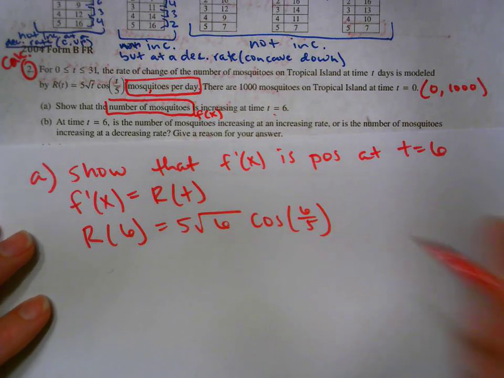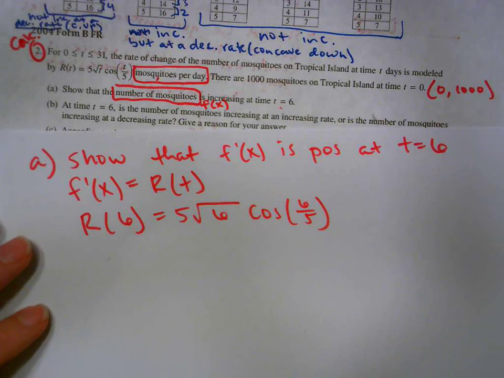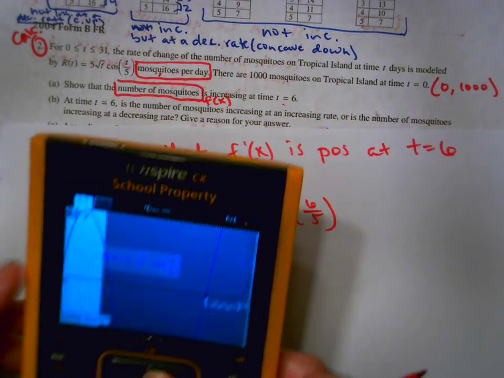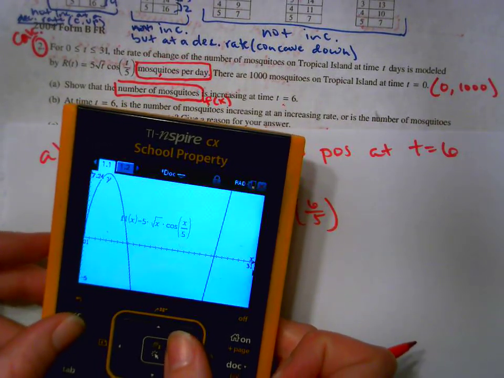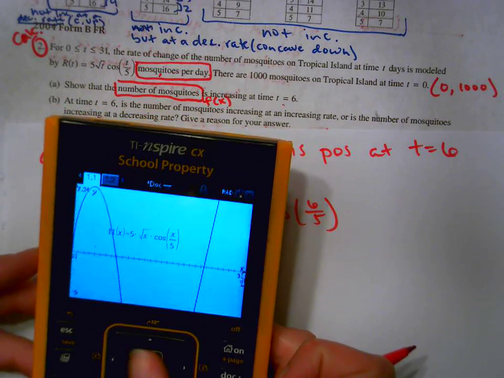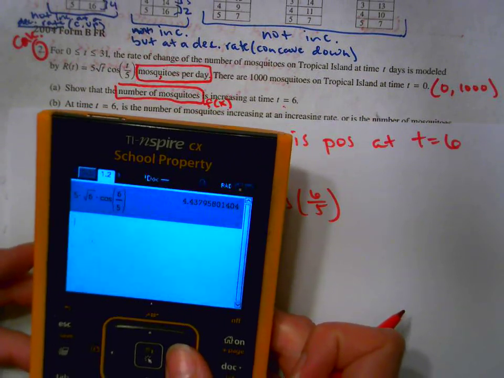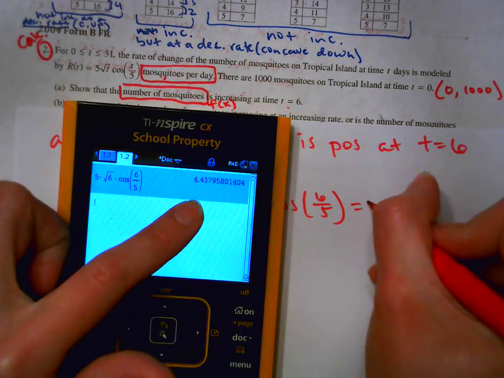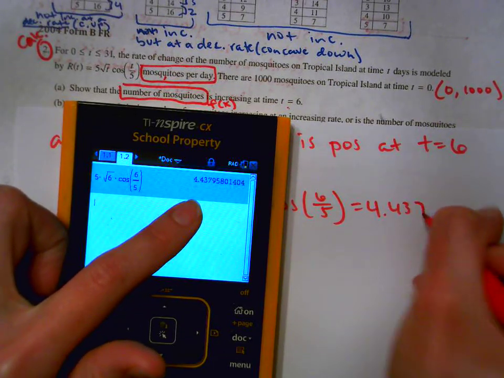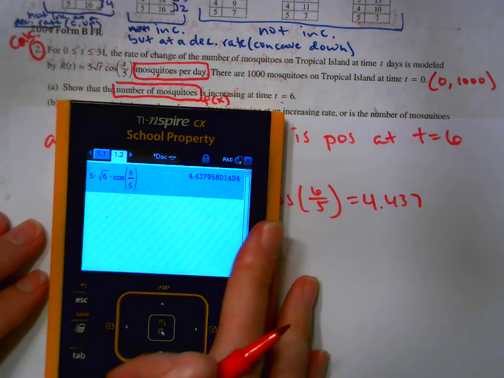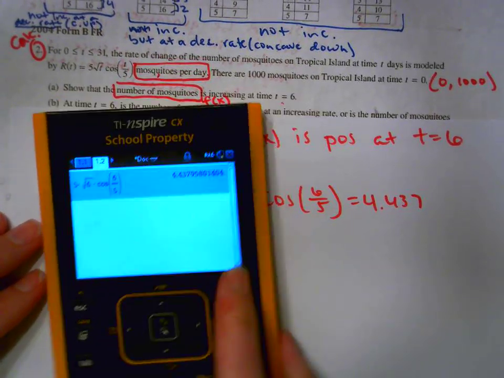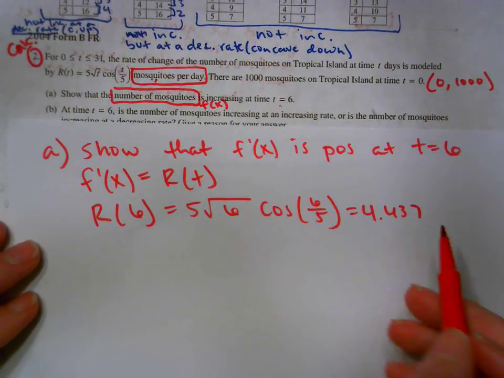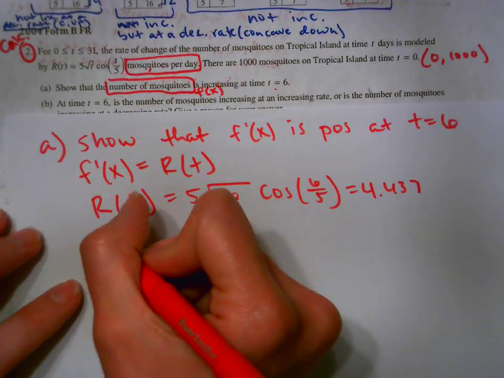So you just plug it in, 5 times the square root of 6 times cosine of 6 divided by 5. You have your calculator, so you type that in. That's the graph, but on the next page, I typed it in, and it's 4.437. Or you can round that up to 8. But if you go 3 numbers after the decimal, you can do either. And we can see that that's a positive number.